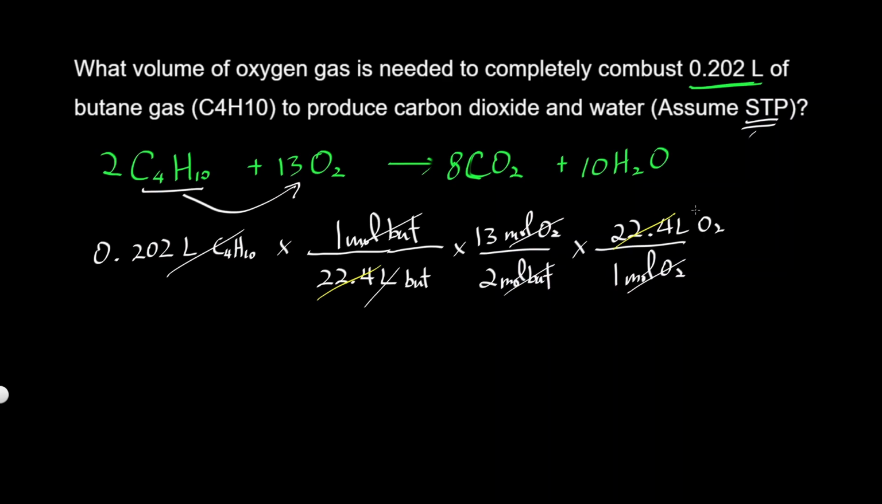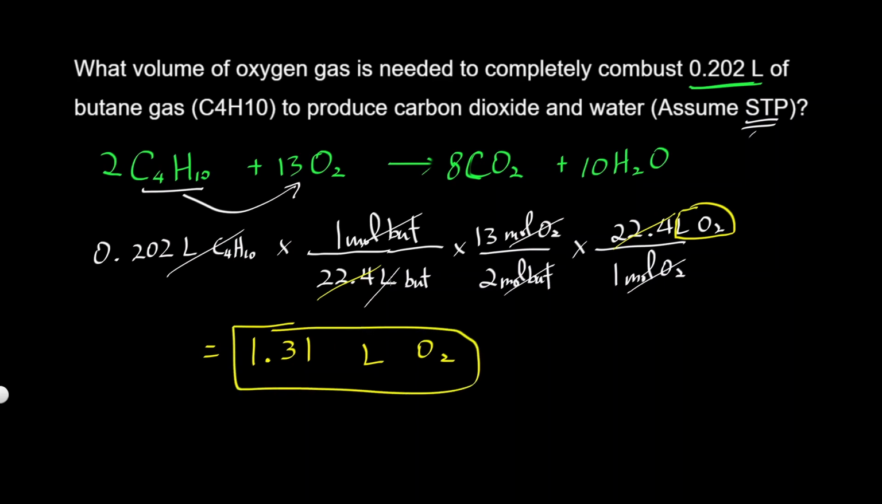Okay, so the leftover unit is liters of oxygen, so all you need to do is multiply all the numbers on top, divided by the numbers on the bottom. And then to 3 sig figs, it's 1.31 liters of oxygen. That's the answer for this problem.